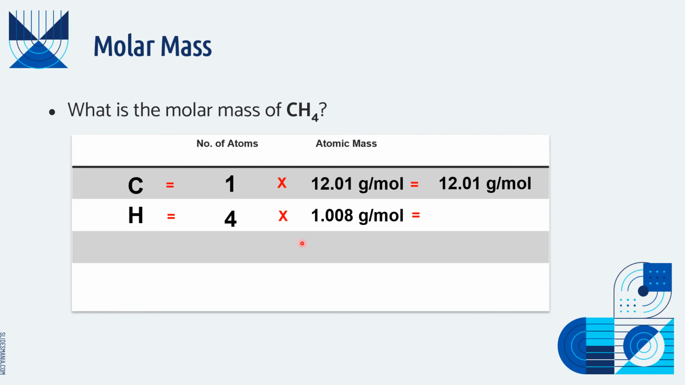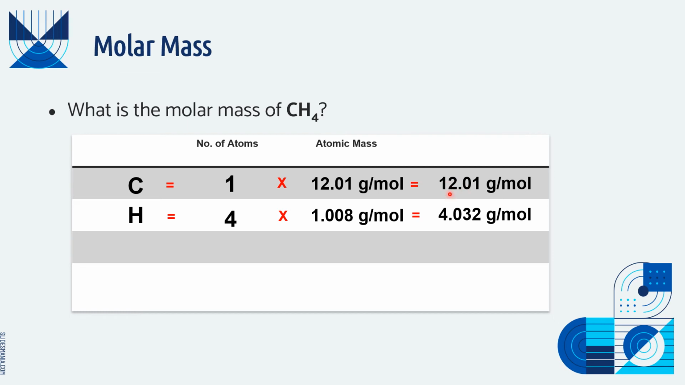So, but it is extended 1.008 gram per mole. Okay? So 1.008 gram per mole times 4, because in CH4 there are 4 H atoms, so we have to multiply its atomic mass by 4. So 1.008 times 4, that's 4.032 gram per mole.